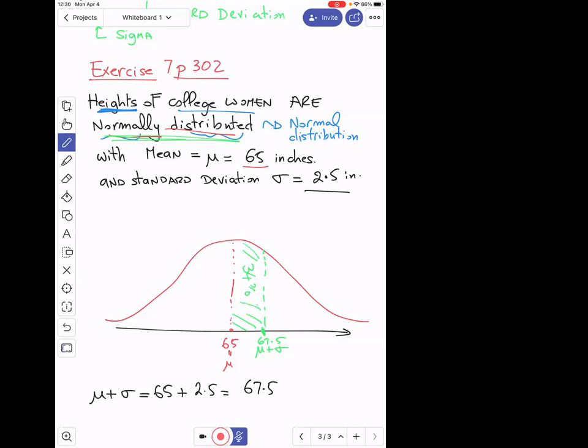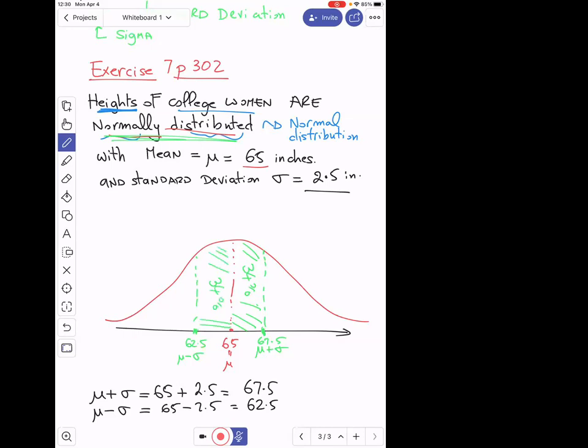Now I can do the same thing on the other side with mu minus sigma. It's 65 minus 2.5, so that's 62.5. So on the other side, this is mu minus sigma, which is 62.5, right? And because it's a normal distribution, I know that the area of this region is also 34%.